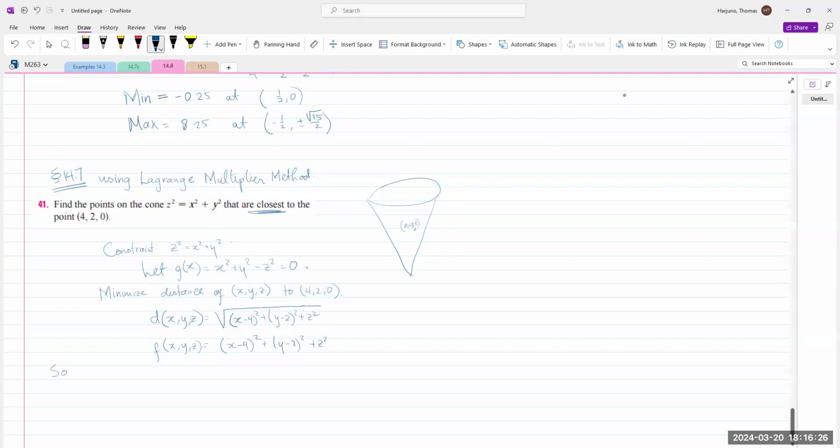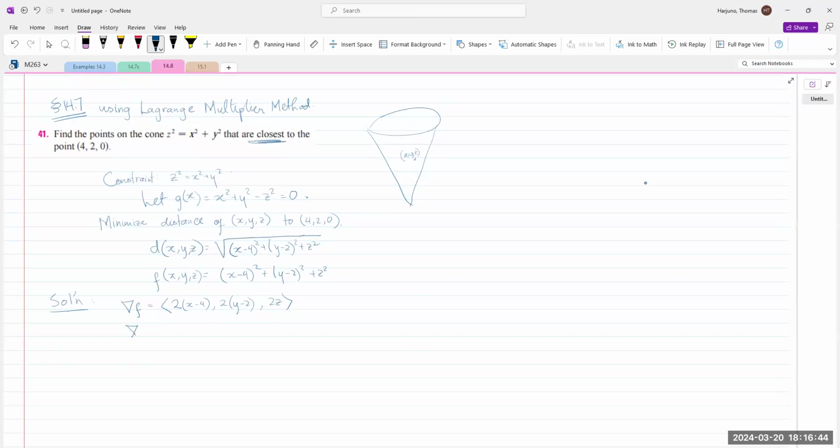Okay, so let's start with the solution. The gradient of f is 2 times x minus 4, 2 times y minus 2, and 2z. The gradient of g, however, is 2x, 2y, negative 2z. Okay, and it has to satisfy these equations. 2 times x minus 4 equals 2 lambda x. 2 times y minus 2 is equal to 2 lambda y. And 2z equals negative 2 lambda z.